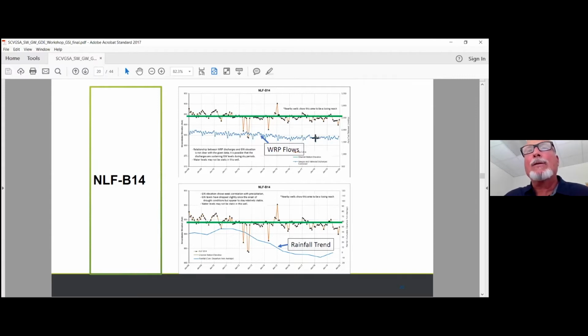Based on our work and some of the work you saw in the last workshop, we think that this area is influenced by flow upwelling coming up from the Saugus Formation, that deep aquifer, up into the alluvium, which then is supporting water levels in this area. And I'll be showing you a map later where we think that's occurring, but that's probably the biggest reason why the water levels are fairly constant and don't seem to be affected by the rainfall trends.